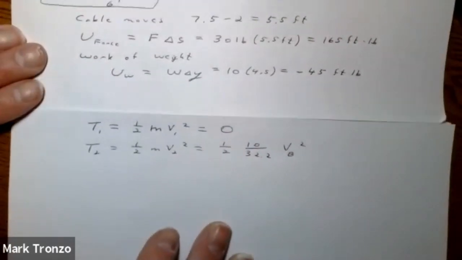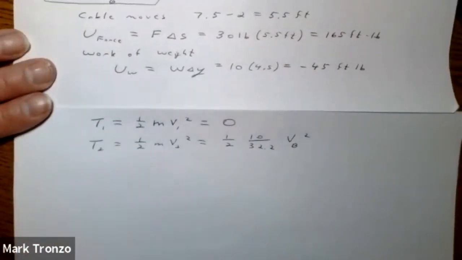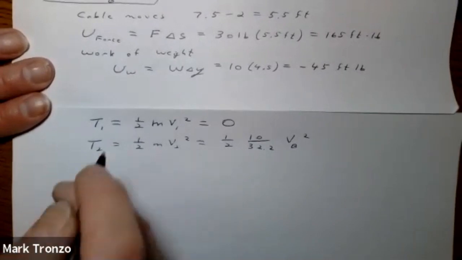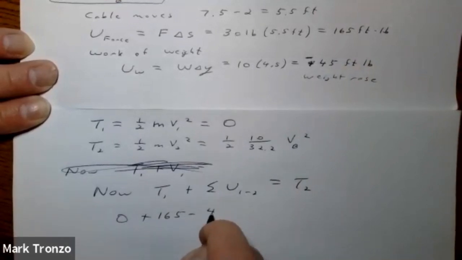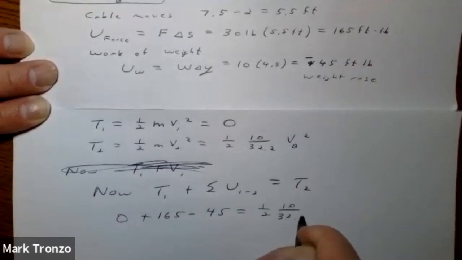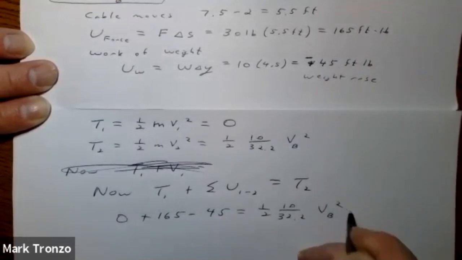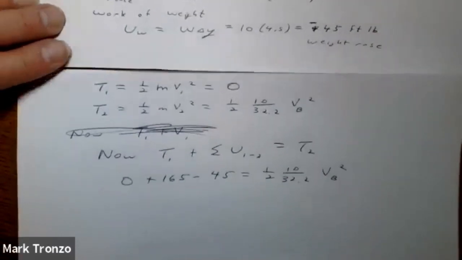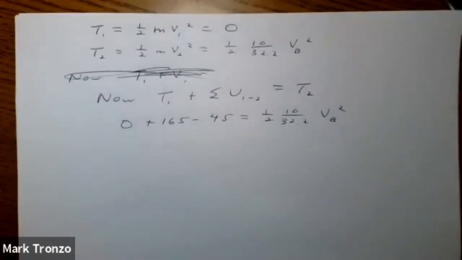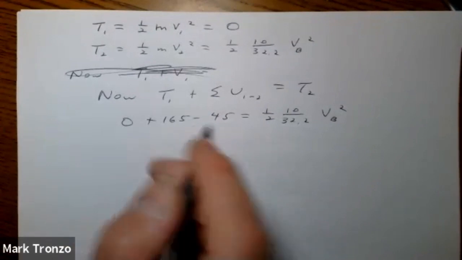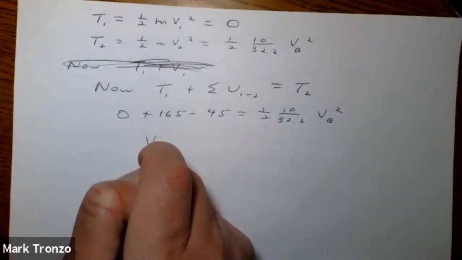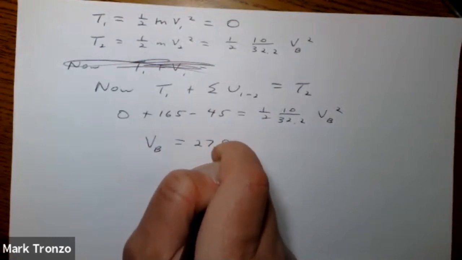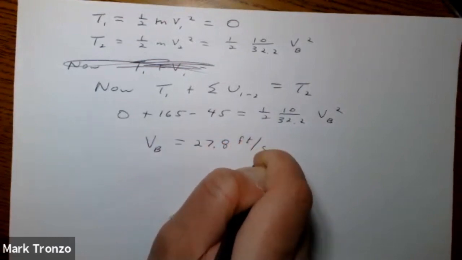So now we have everything that we need, don't we? We can just put in, so again, 0 plus 165 minus 45 is equal to 1/2 10 divided by 32.2 VB squared. Just put that on your calculator and you get VB equals 27.8 feet per second.